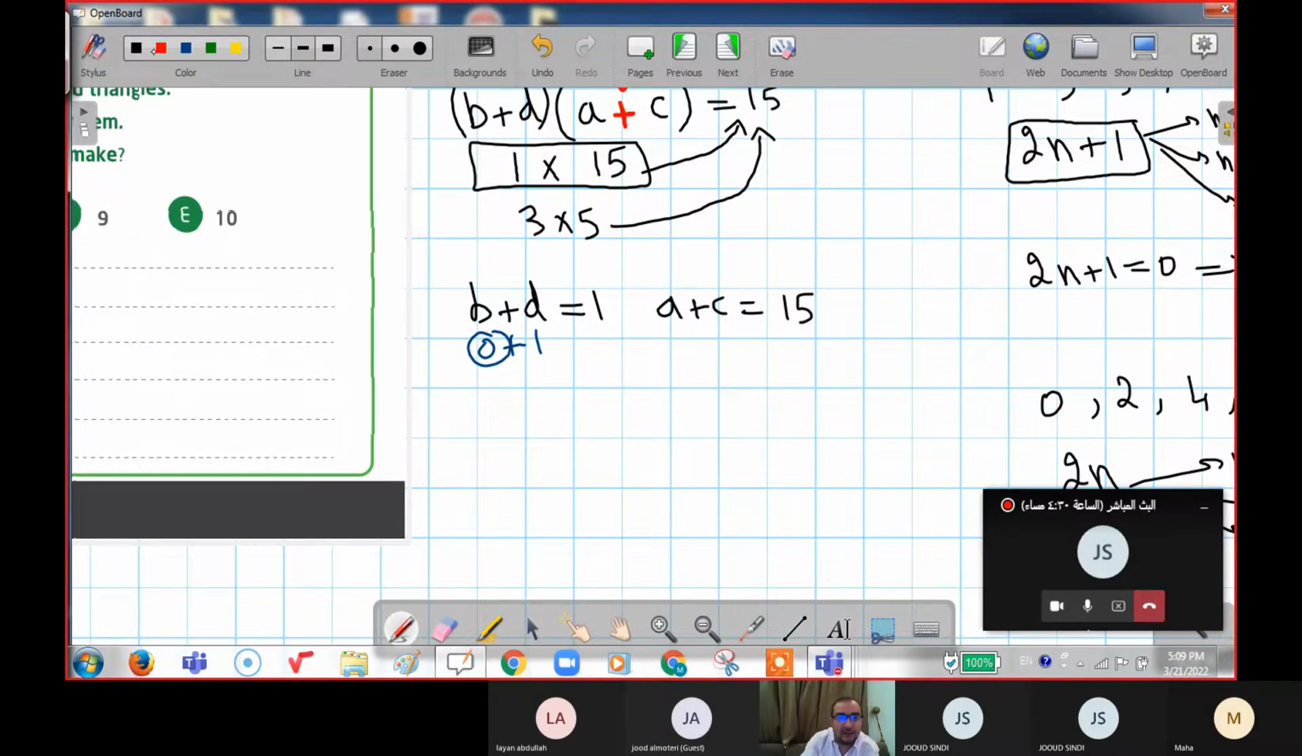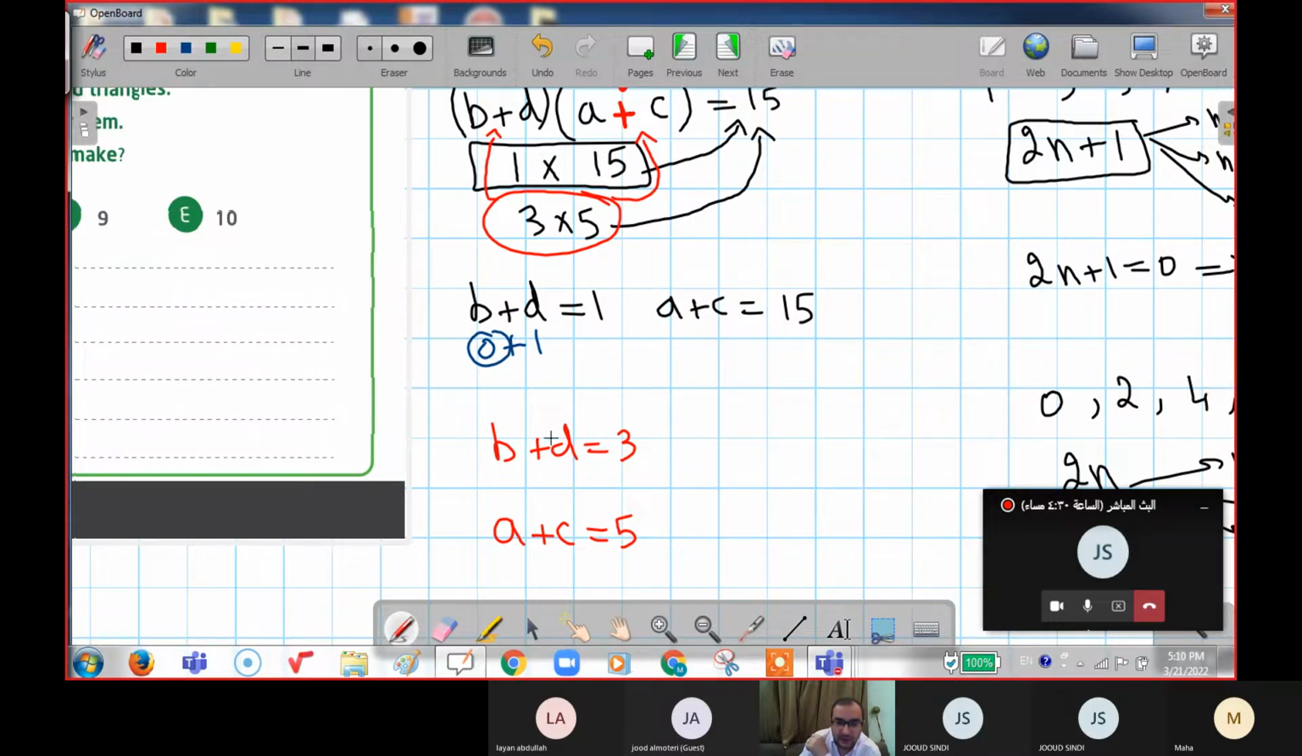So now I have to choose B plus D equal to 3 and A plus C equal to 5, 3 times 5. I will write it in red color. So B plus D is equal to 3, and A plus C equal to what? To 5. So now we took B plus D and A plus C. He wants A plus B plus C plus D. So now we can take 3 plus 5, which equals 8.